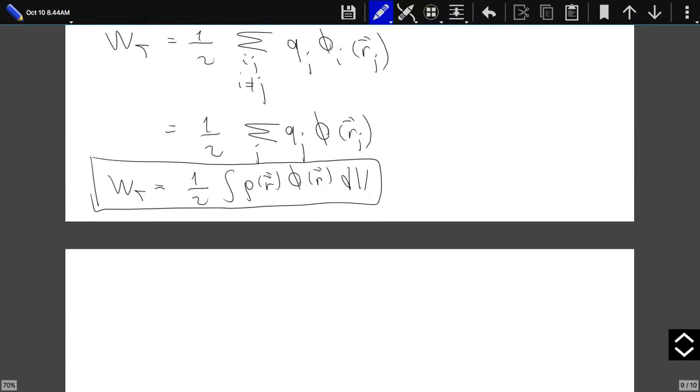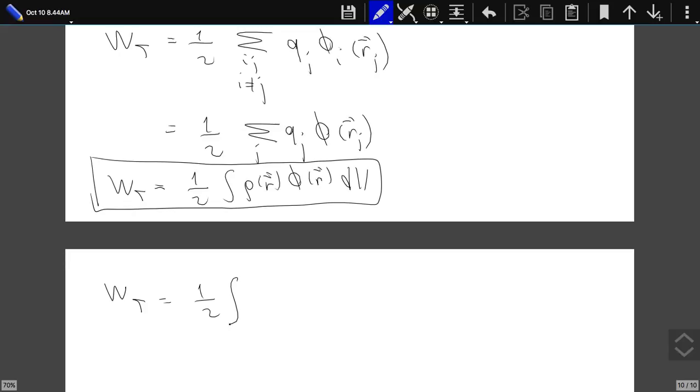Next day, I will pick up from here. But just to give you an idea of where we are heading after this step, I will go over it fast. If you are not following, I will pick up from here. What we can do now is, this is 1 over 2. We know what the density is in terms of the electric field.